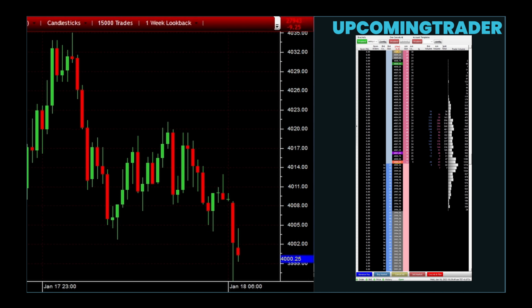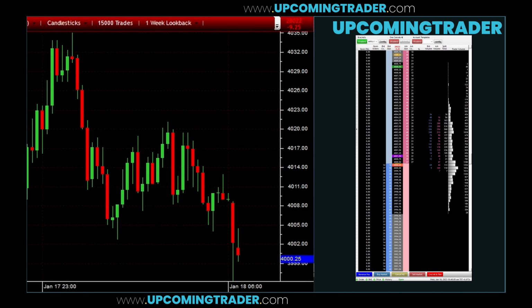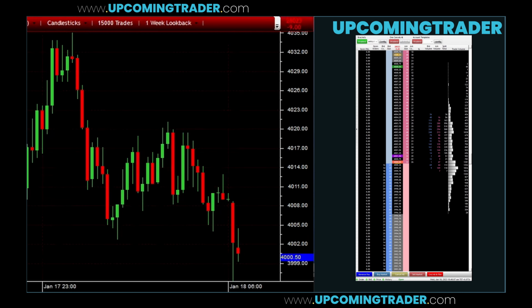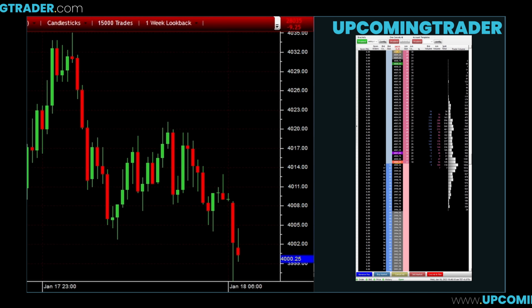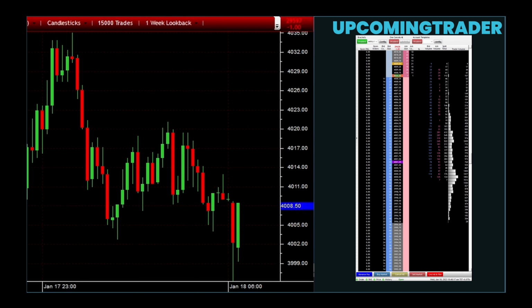Now let us discuss breakouts and why volume is so important when they happen. A breakout is when the price moves beyond a key level, like an important support or resistance. But just because a price breaks out does not mean it will keep going. Volume is what can help confirm if the breakout is real or if it is just a false alarm. For example, if a stock breaks above a resistance level and the volume is high, that is a good sign that the breakout is strong.